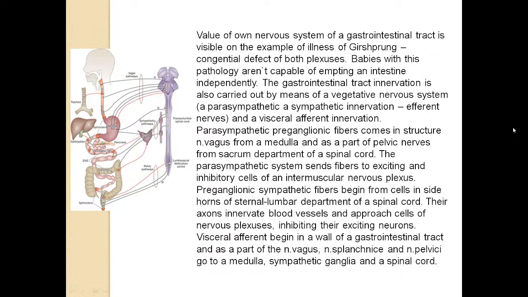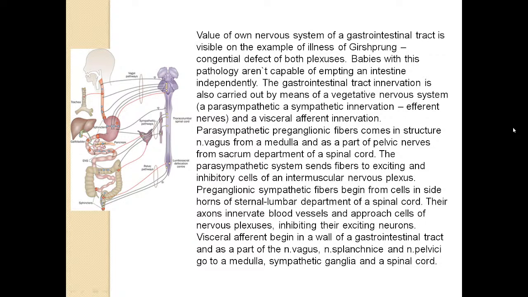Babies with this pathology are incapable of emptying the intestine independently. The gastrointestinal tract innervation is also carried out by means of the vegetative nervous system: parasympathetic and sympathetic innervation, afferent nerves, and visceral afferent innervation.